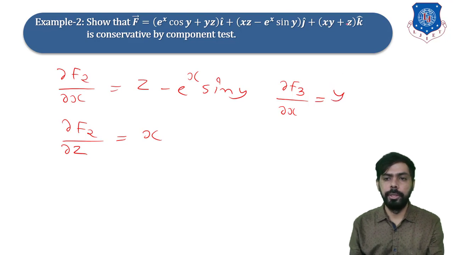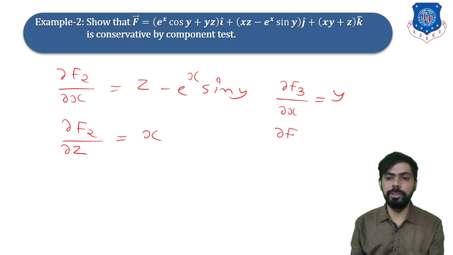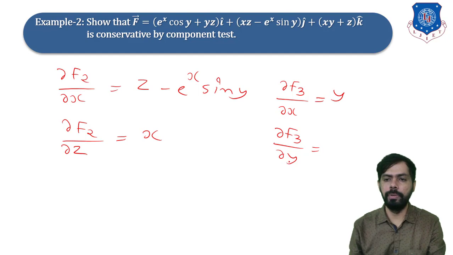Okay, then we will find out del f3 by del y. So that means partial differentiation of function f3 with respect to y. So now x and z will be constant. So here first term is xy. So x will be as it is and derivative of y with respect to y is 1. Okay, and z is constant, so derivative of z will be 0.